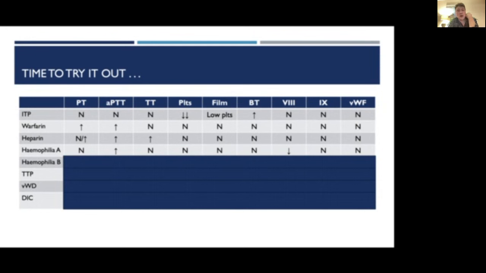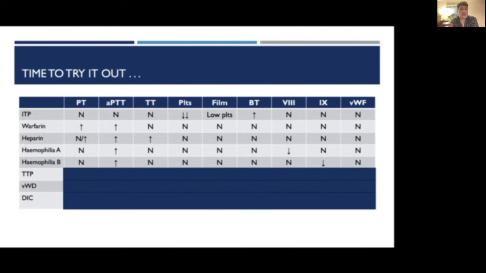And then hemophilia B, also known as Christmas disease, good time of year, is the same thing, apart from it's affecting factor 9, and the same pattern occurs with the relevant factor being low.